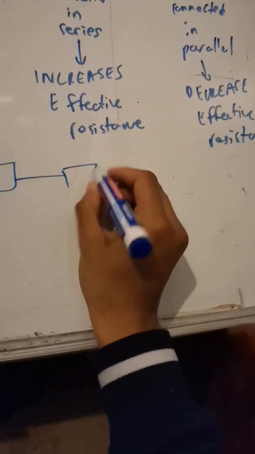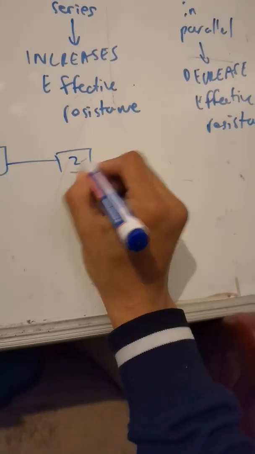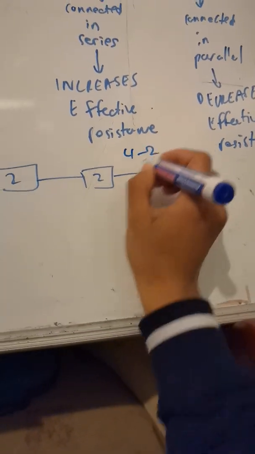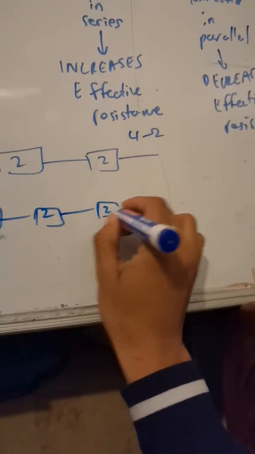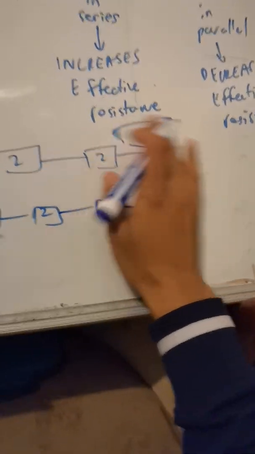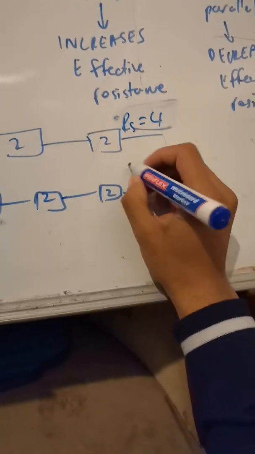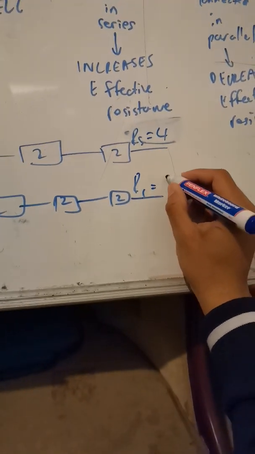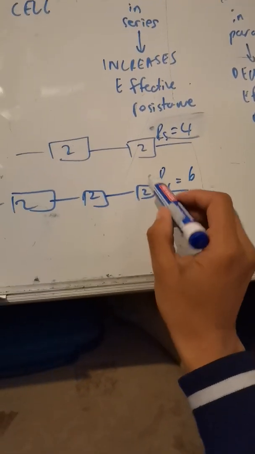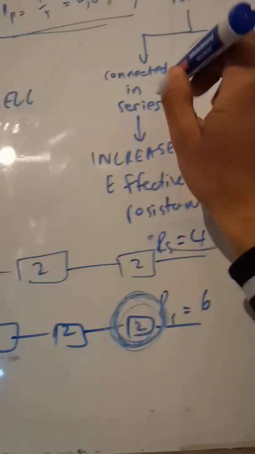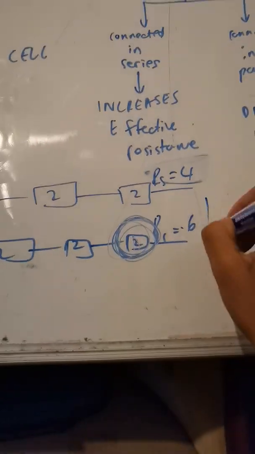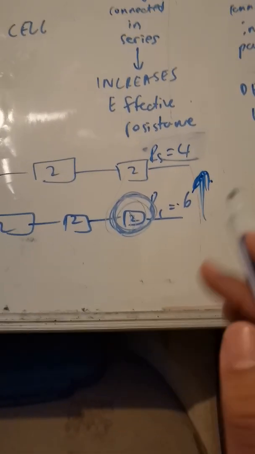What I mean by this is that, let's say for example, you have two light bulbs. That's two resistors, 2 and 2. Now 2 plus 2 is 4, right? If I add an extra resistor, 2, 2, 2, here RS is equal to 4, but here RS is now equal to 6. So you can see that when an extra resistor is connected in a series circuit, you are increasing the effective resistance in a series circuit.